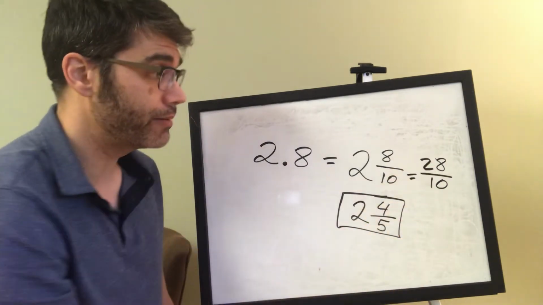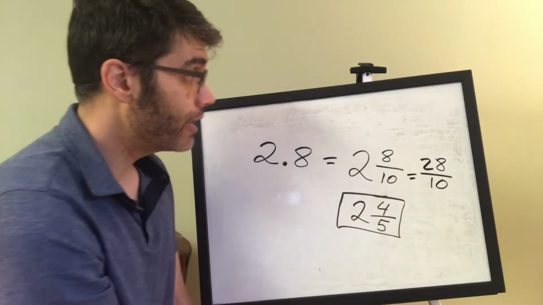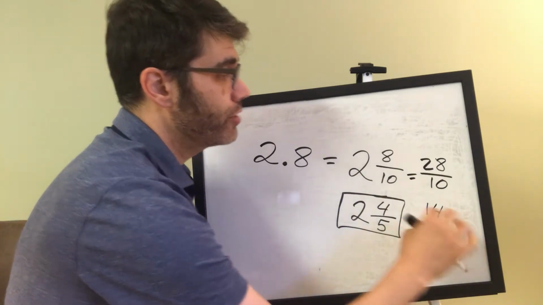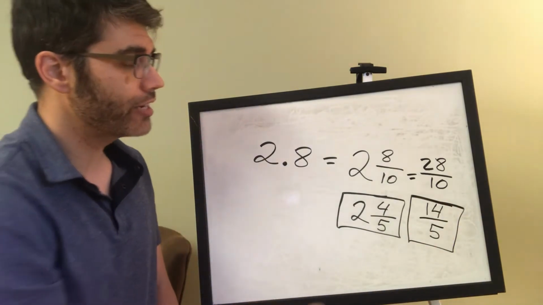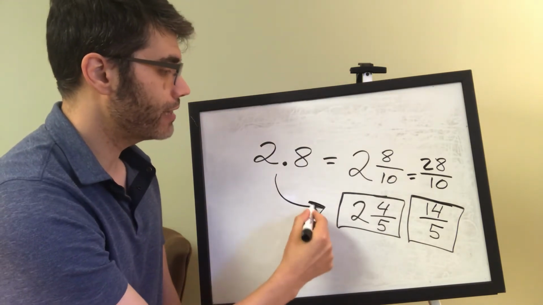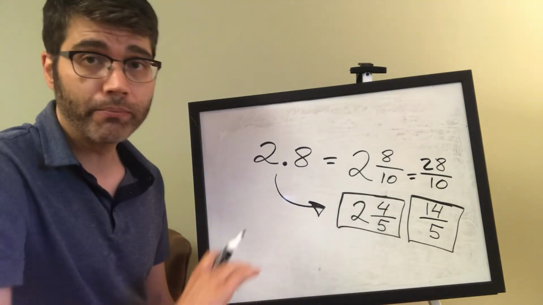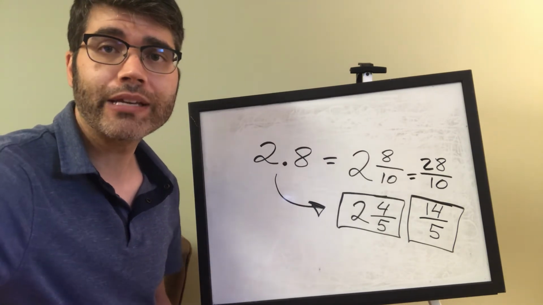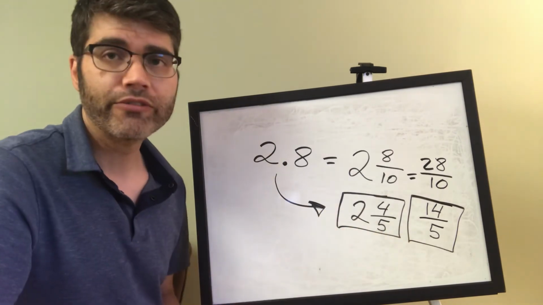Or if you wanted to leave it as an improper fraction, which is also totally fine, what goes into both 28 and 10? Let's try 2. 2 goes into 28 14 times, and 2 goes into 10 5 times. So as a simplified improper fraction, it would be 14/5. So 2.8 is equal to either of these. The mixed number form and the improper form are both fine as long as they are simplified. So there you have a few examples of how to convert from decimals into simplified fractions.